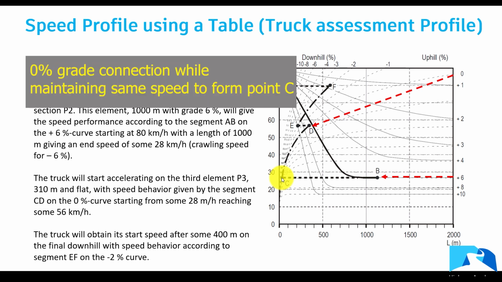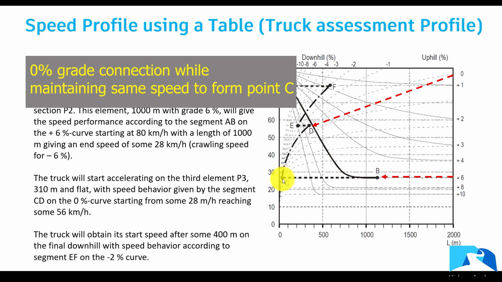Because we've come from a 6% grade, and now we have traveled a gradient of 6% to point B, which has lowered our speed to 30 kilometers per hour. Now we're going to a point of 0 grade. So we look at the 0 grade here, and we see how it meets with 30. That's how it meets at point C, because we have a 0% grade at that point. And that's how we come to point C.